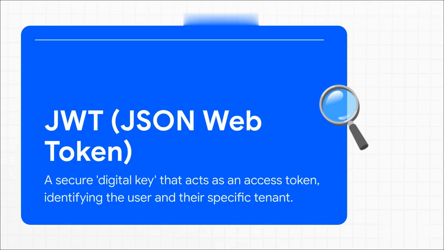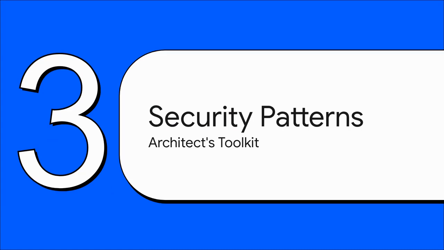So, how do we enforce that rule? It all starts with a key. In our world, that key is a JSON Web Token, or JWT. Think of it as a secure digital key card. It doesn't just say who you are, it critically says which apartment, which tenant you belong to. It's the thing that lets you into your unit and keeps you out of everyone else's. All right, we've got the basic concepts down.